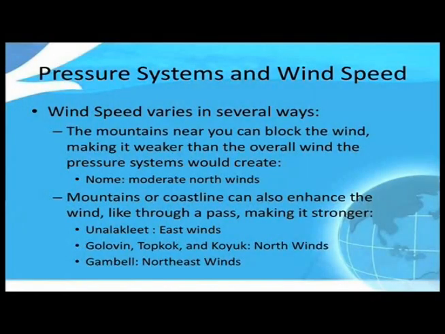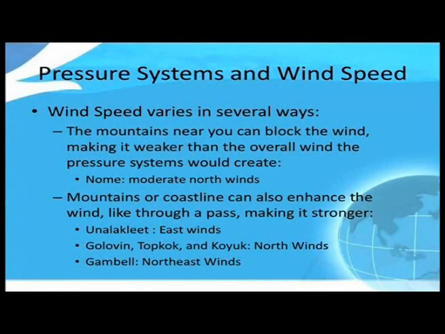Now let's talk about wind speed. Wind speed can vary in several ways. The mountains near you can block the wind, making it weaker than the overall wind the pressure systems would create. Sometimes we see this at Nome when there's moderate north winds. Nome is kind of shielded a lot from the moderate north winds. When the winds get strong enough, however, some of the strong winds hit Nome in spurts. So the hills to the north of Nome are no longer blocking the winds as effectively as they did with somewhat lighter winds.